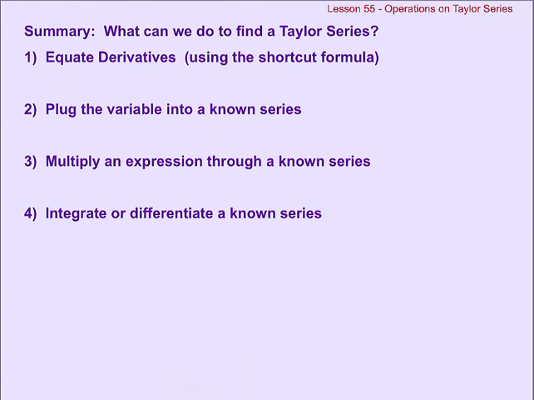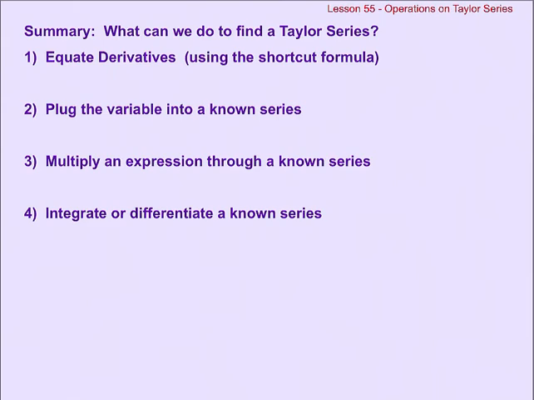And so what we have here is just a quick summary, a list of all the things we can do to find a Taylor series. Number 1, we can equate derivatives. Start from scratch using the method we started the unit with, except of course now we'll use the shortcut formula. We're not going to write out p of x and p prime of x and p double prime of x and all of that because we know where all of that leads. We can use the formula to find the coefficients, and that's how we equate derivatives now.